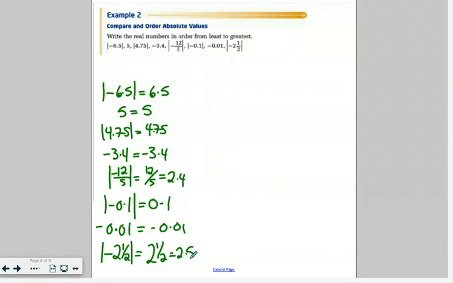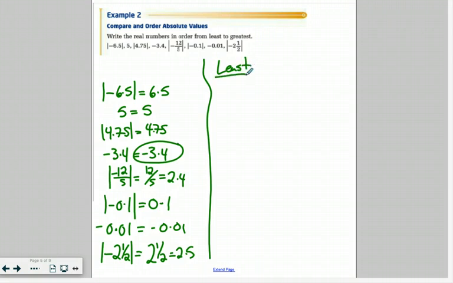So our least value here is this -3.4. All right, so if we're going to come up with this list from least to greatest, our least value is negative 3.4. Then our other negative value is here at negative 0.01. Again, it had no absolute value sign, so it remained negative.